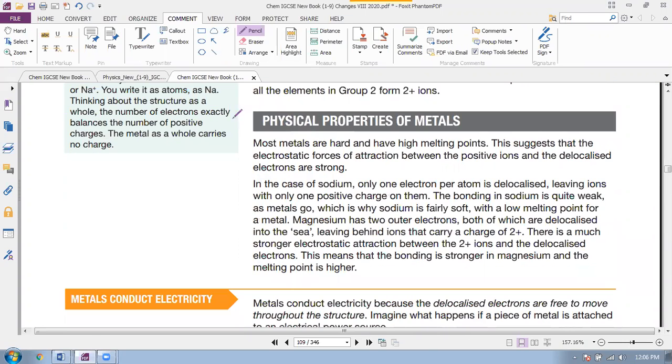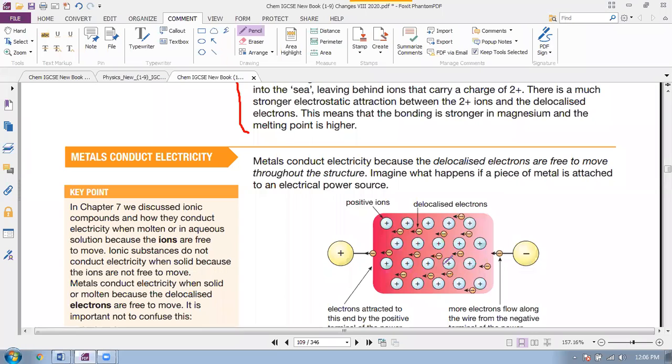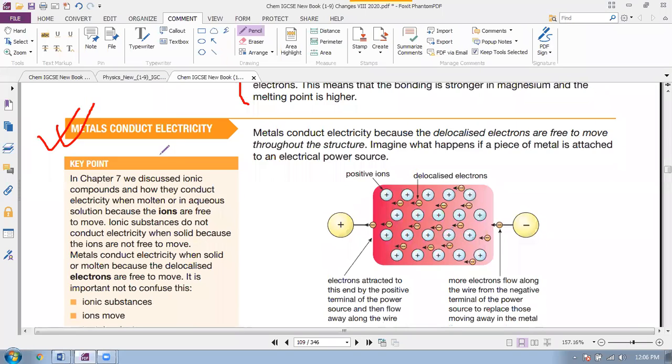Physical properties of metals. Look at this. Metals generally have high melting and boiling points and high density. They have a sea of electrons. Metals conduct electricity because they have a sea of free electrons which can move and conduct electricity. So I underline: they have delocalized electrons throughout the structure, which can move throughout the structure to conduct electricity.